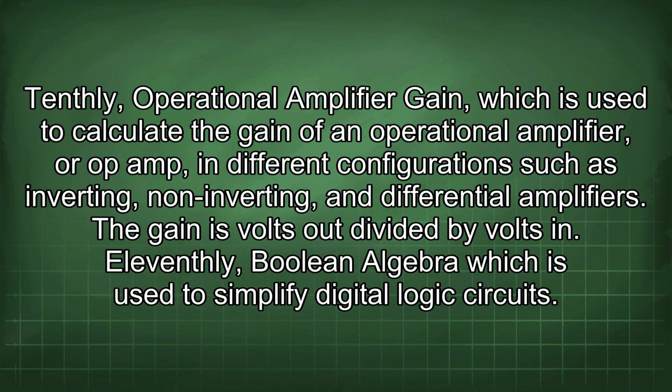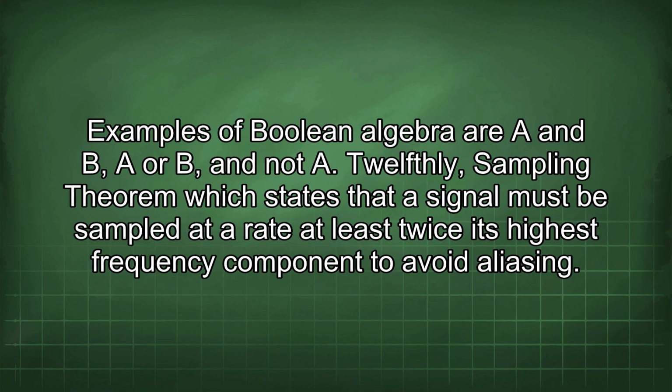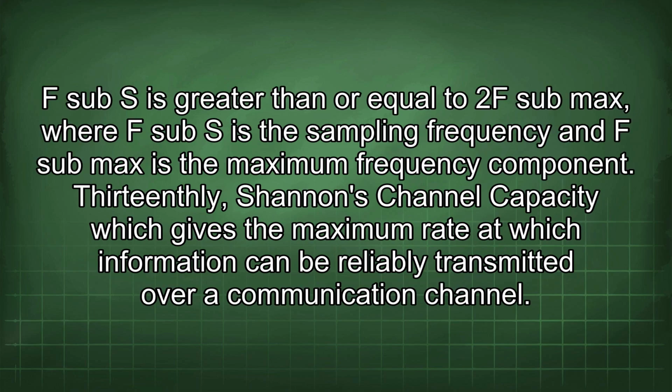11thly, Boolean algebra, which is used to simplify digital logic circuits. Examples of Boolean algebra are AND, OR, and NOT. 12thly, sampling theorem, which states that a signal must be sampled at a rate at least twice its highest frequency component to avoid aliasing. F sub s is greater than or equal to 2f sub max, where f sub s is the sampling frequency and f sub max is the maximum frequency component.